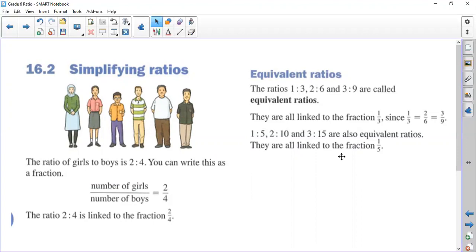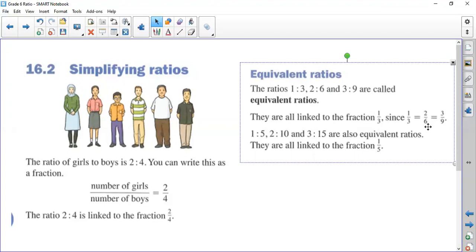So we know that if we enlarge the fraction 1 over 3 by 2, we'll get 2 over 6. If we enlarge this fraction by 3, we'll get 3 over 9. So all of them show me the same value, which is 1 over 3. Another example can be the ratio 1 to 5, 2 to 10, and 3 to 15. Okay, they are all related to the fraction 1 over 5. So if I enlarge 1 to 5 with 2, it will be 2 to 10. If I enlarge by 3, it will be 3 to 15.